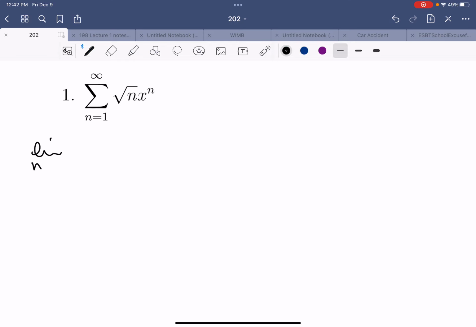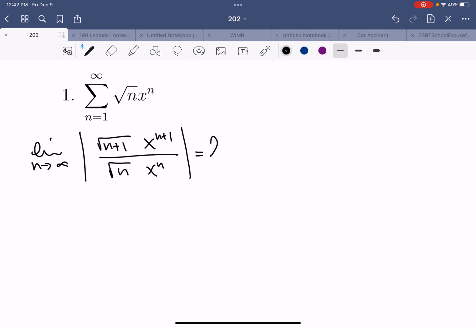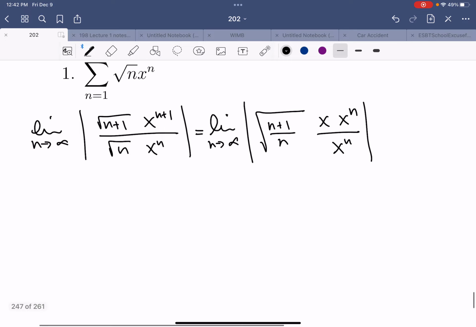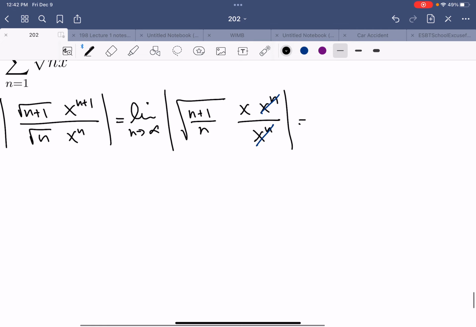So this is the limit as n goes to infinity of the square root of n plus 1 x to the n plus 1 over the square root of n x to the n. What I'm going to do here to make this easier to work with is put both n's under the same square root, so n plus 1 over n. And then I'm going to pull an x away from the x to the n, and that'll allow me to cancel and simplify. So I can cancel the x to the n's, and this just leaves me with the limit as n goes to infinity of the square root of n plus 1 over n times x.